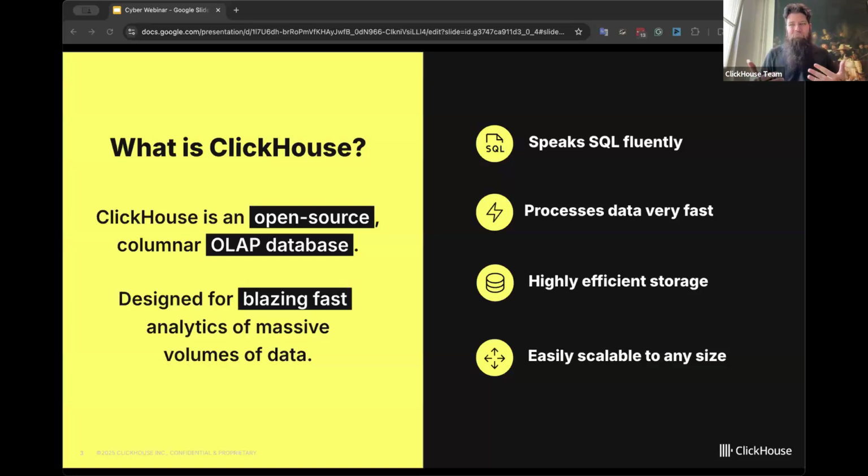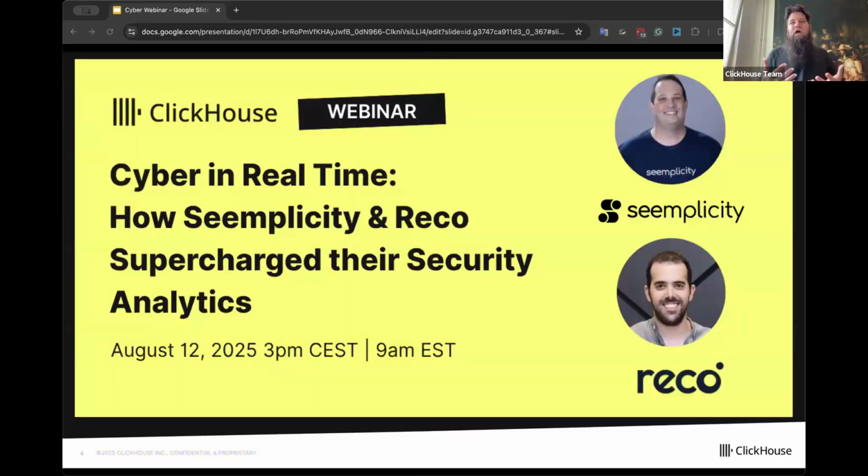But the meaning in a database is the applications and use cases that people build on it. And that's really what we're gathered here today to focus on, is cyber in real time, how Seemplicity and Reco have supercharged their security analytics.